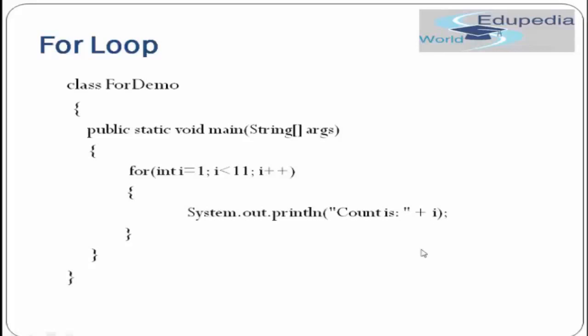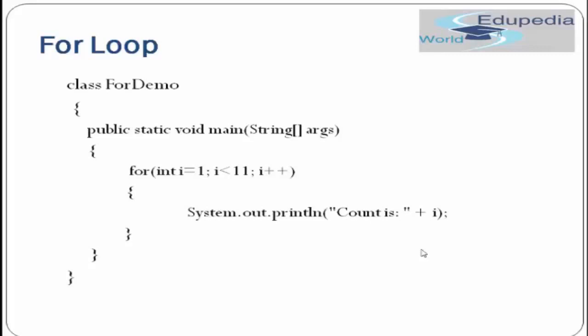It runs as follows. Firstly, it initializes the I variable to 1. Then it will check the condition. The condition is I needs to be less than 11, which is true because I is 1 right now. So it will execute your System.out.println statement. It will print count is, and currently the value of I is 1, so it will print 1.